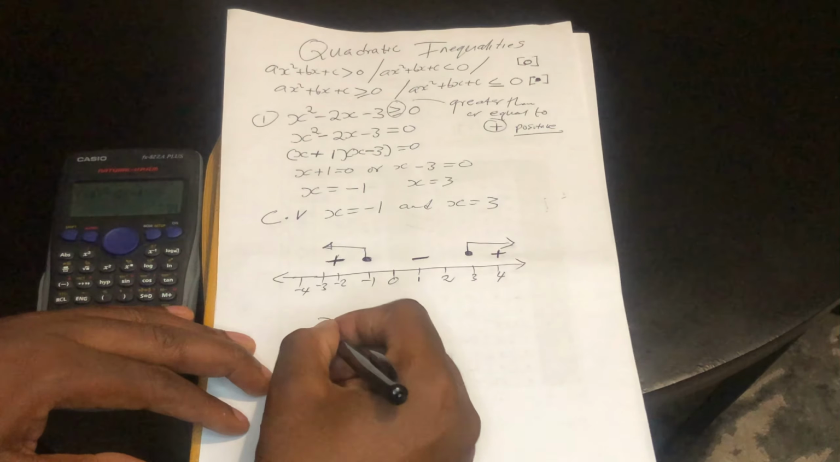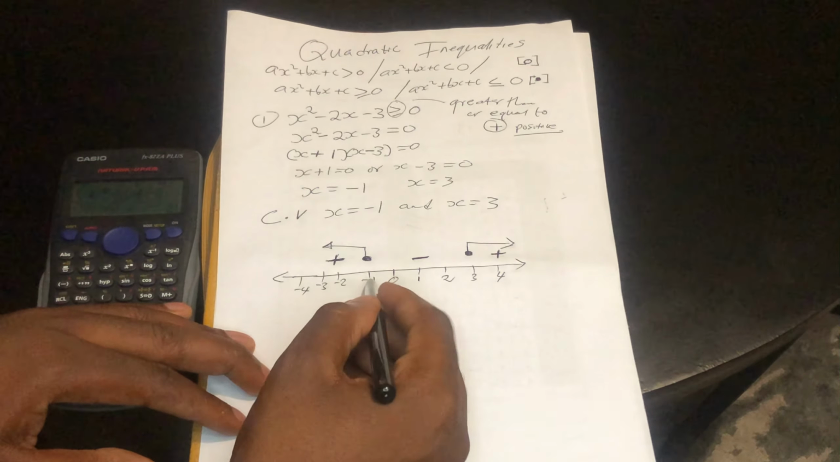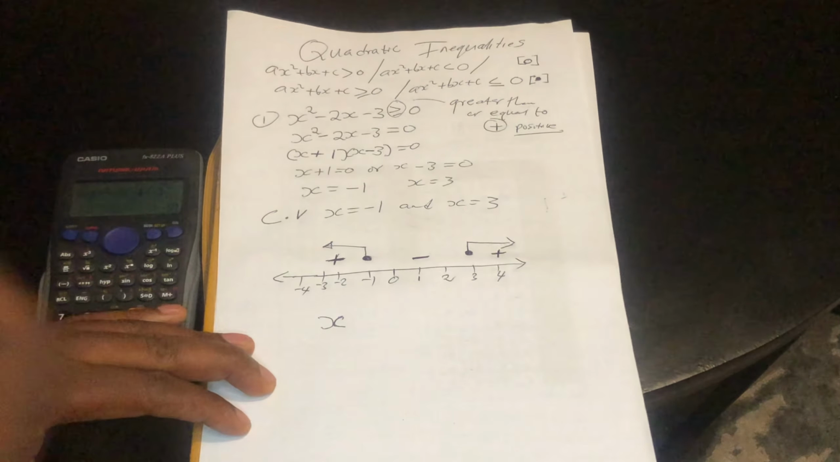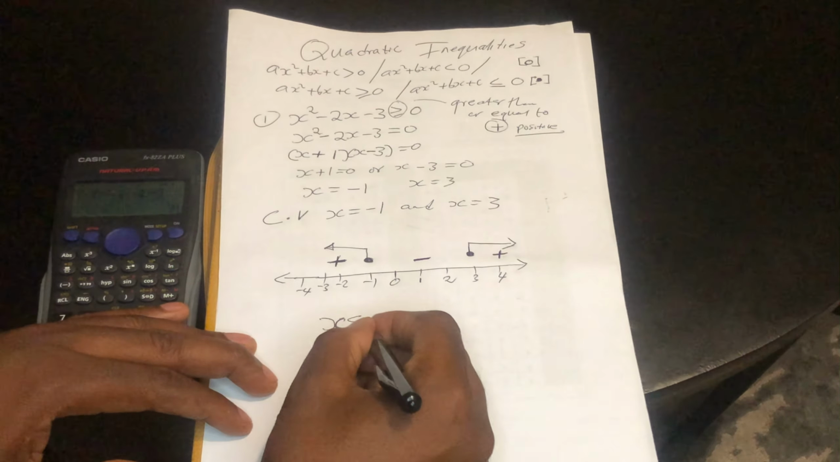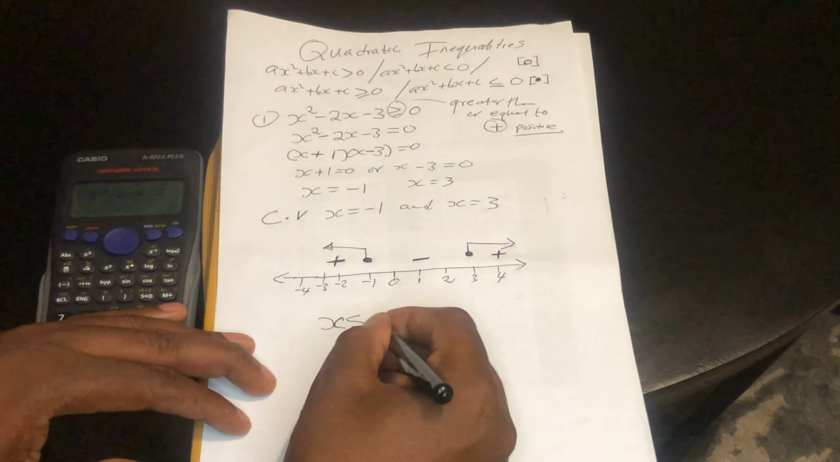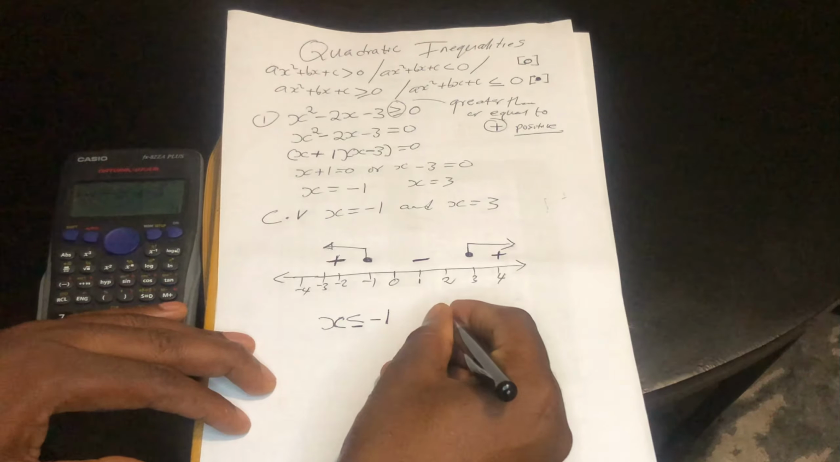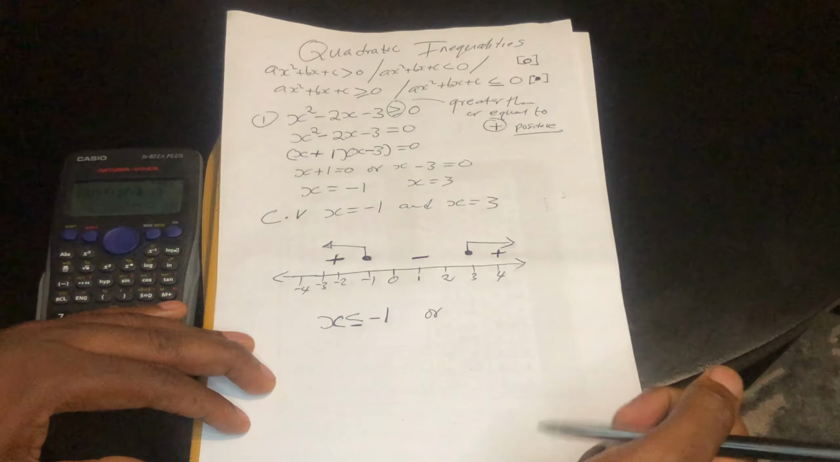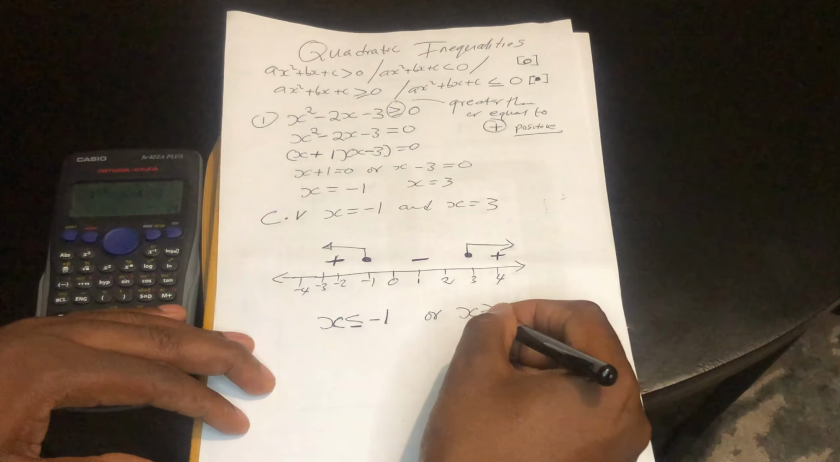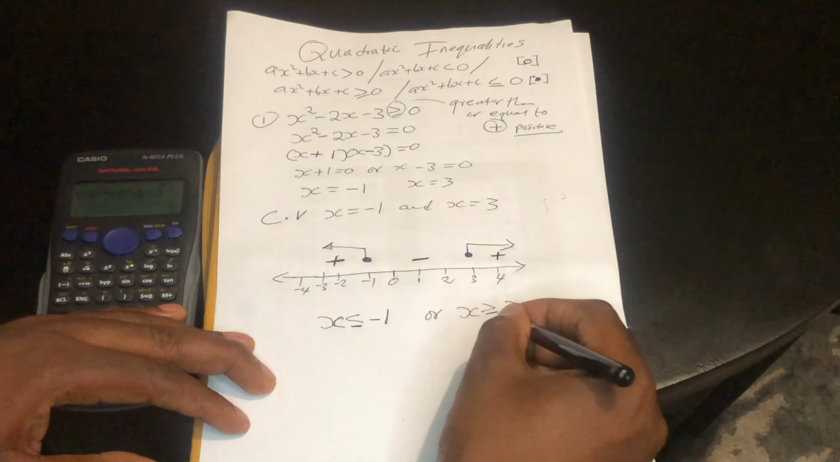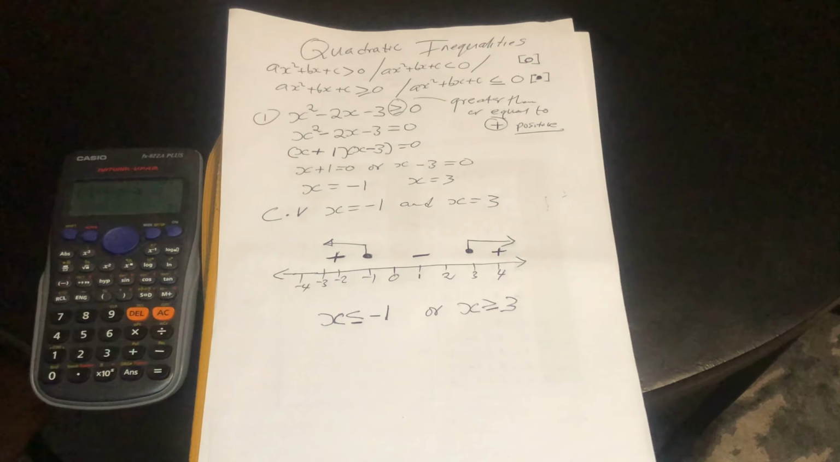We know that our x, this side, is going to be less. From here to this side is less than. So our x is going to be less or equals to -1. Or from here going upward is going to be greater. X is greater or equals to +3. That is the answer for this question.